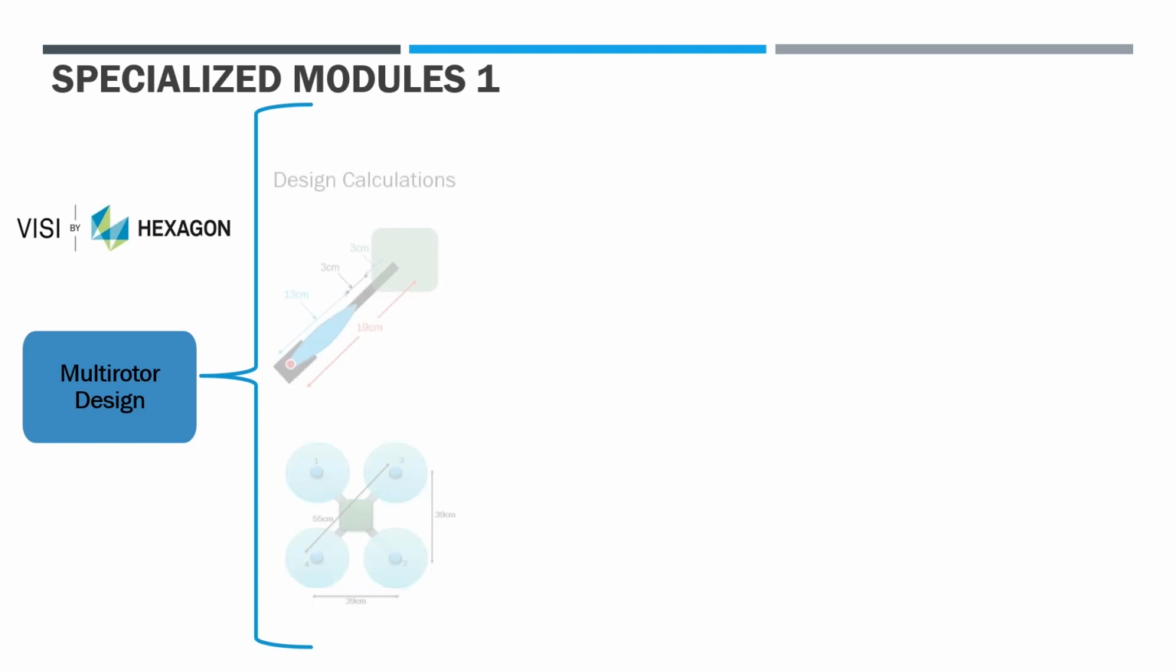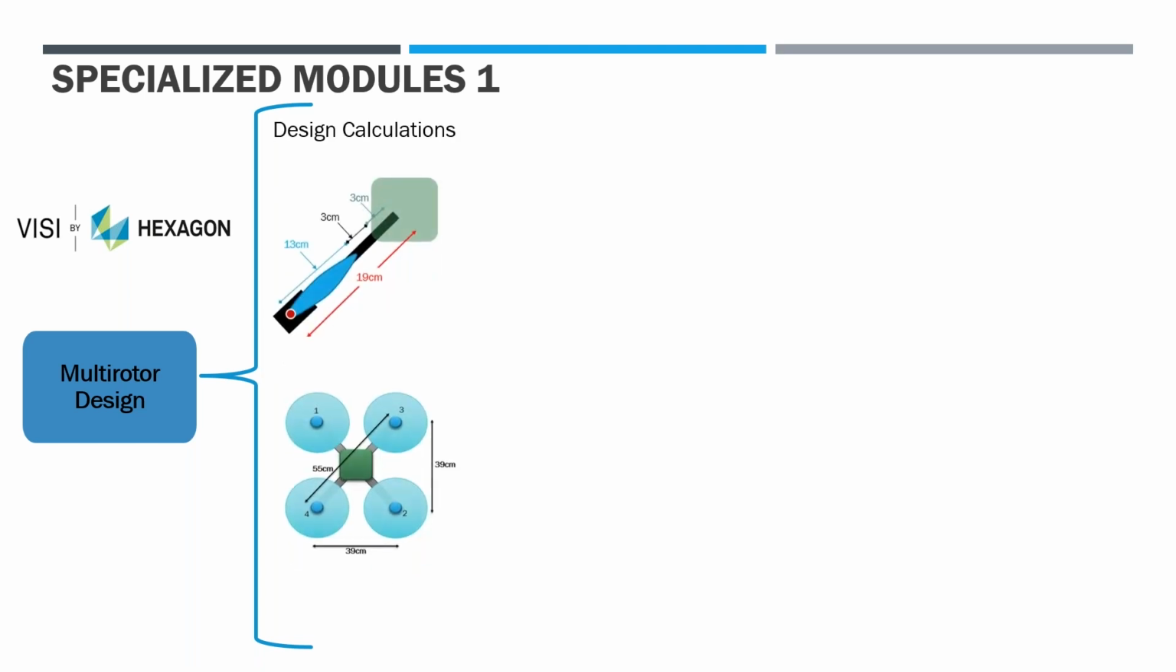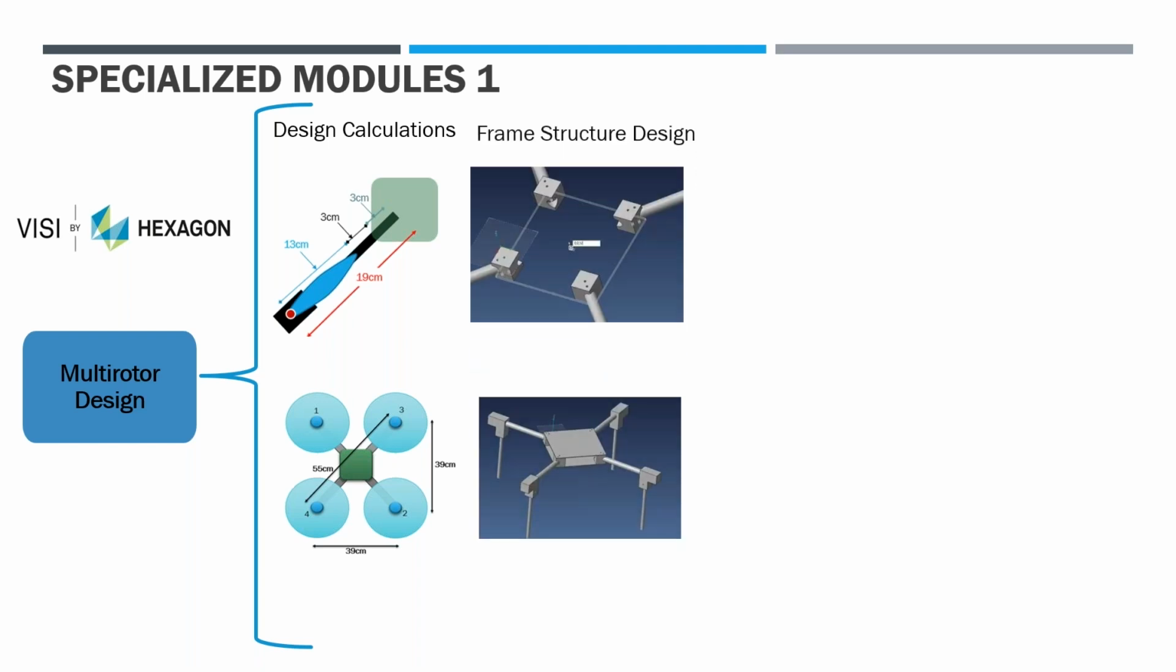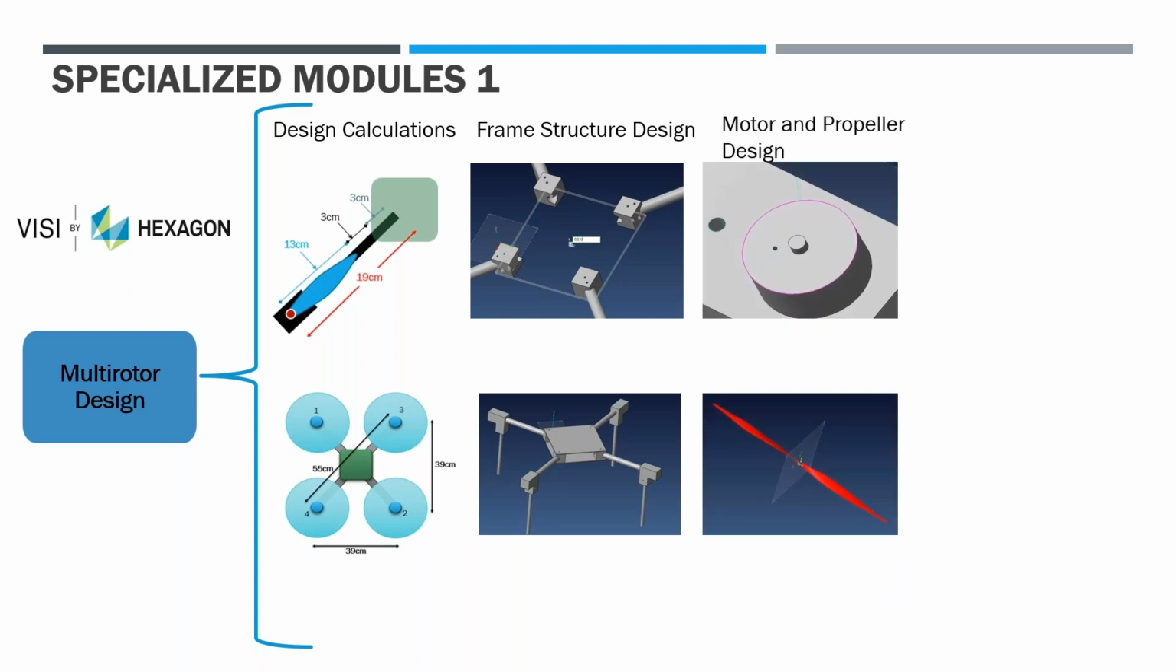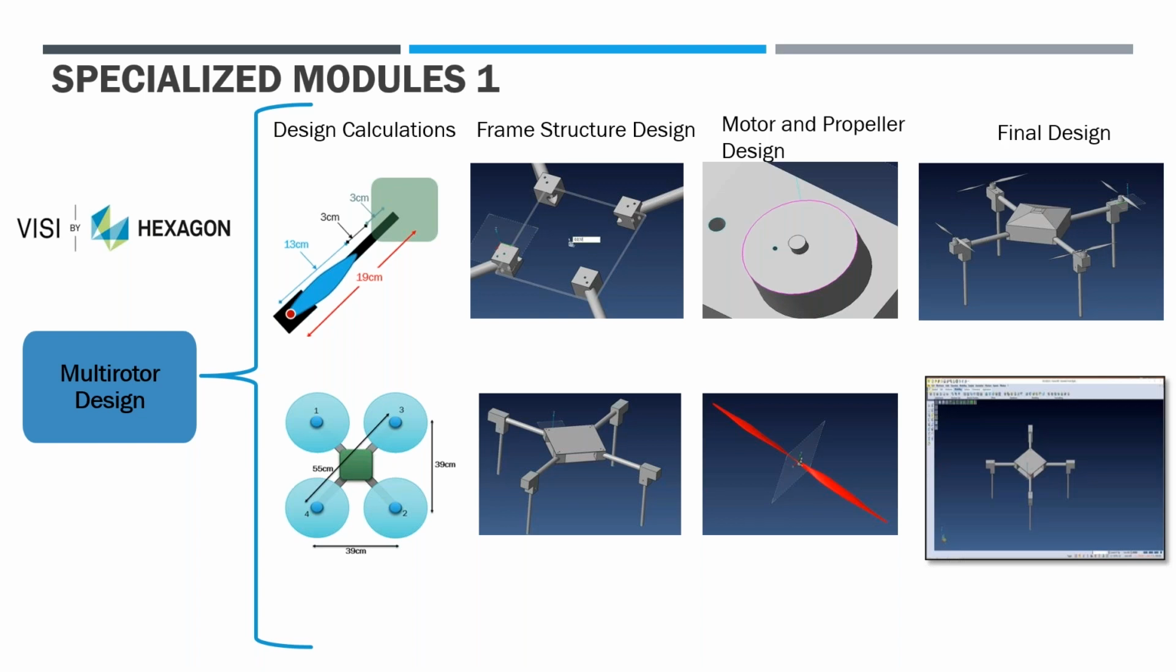So for multi-rotor design, first you will be trying to understand what the design calculations involved are in terms of arm design or propeller length, the entire calculations. Once you understand the calculations involved in the structural development, then you start designing the structure, starting from the frame structure design, then you design motors, propeller, and then finally you can design a complete drone using this software.